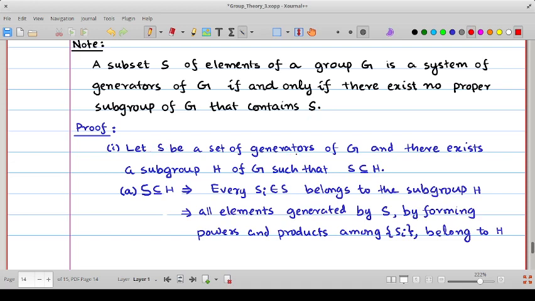Okay, so let us consider the first one. Let S be a set of generators of G, and assume that there exists a subgroup H of G such that this set of elements is contained in that subgroup. Okay, so S is a set of elements which generates the group. And H is a subgroup of the group G, and these elements are contained in the subgroup. So it is a subset.